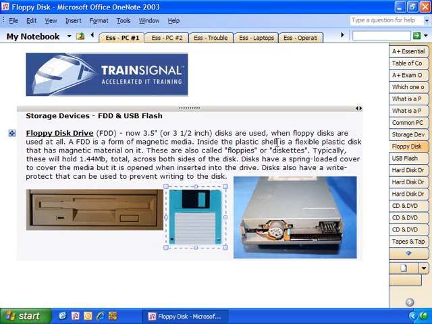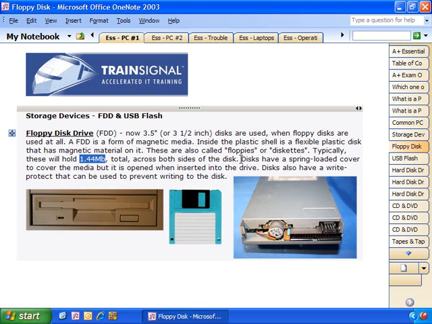Today, floppy disks aren't as popular as they used to be. In fact, many new computers aren't coming with floppy drives at all. But these flexible plastic disks have a small flexible plastic disc inside that holds magnetic material on it. People also call them floppies or diskettes. Typically these hold 1.4 megabytes total across both sides of the disk, so that's 720 on each side. The disk drive has to access each side of this disk.